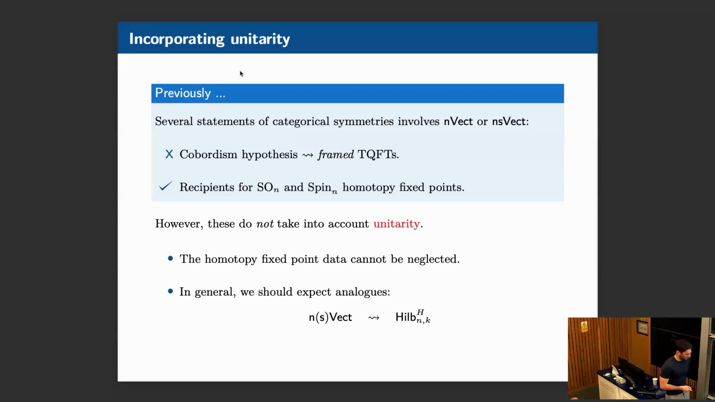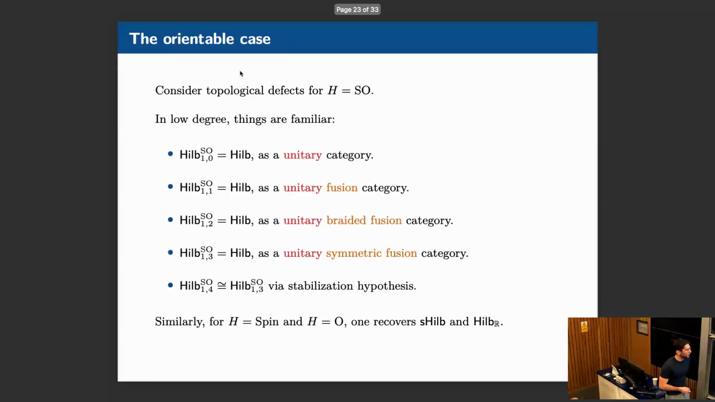So let's sketch very quickly how things are in low dimensions. Well, in one dimension, nothing is very traumatic.